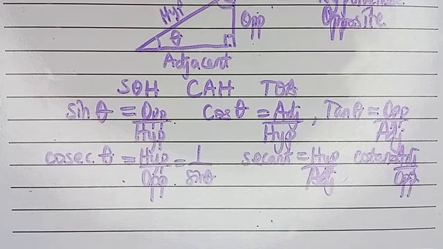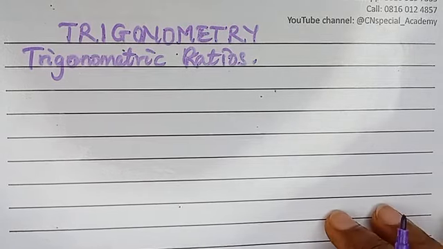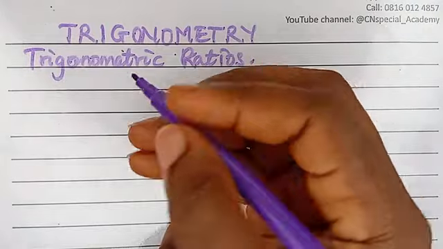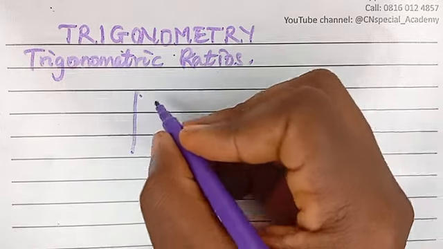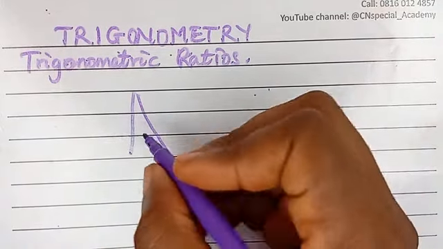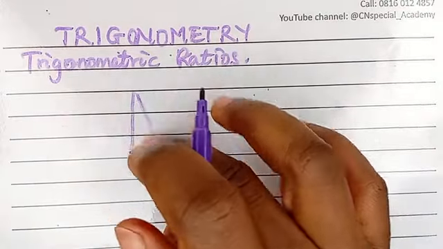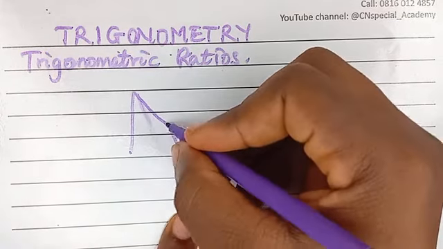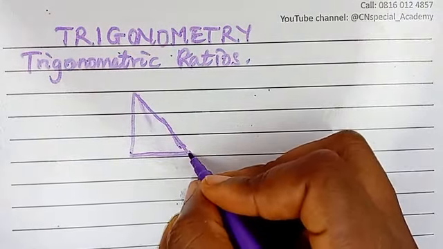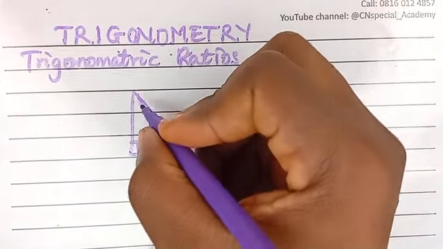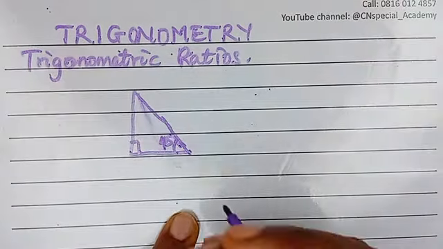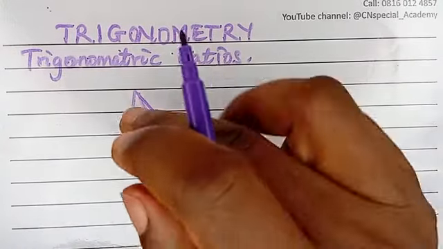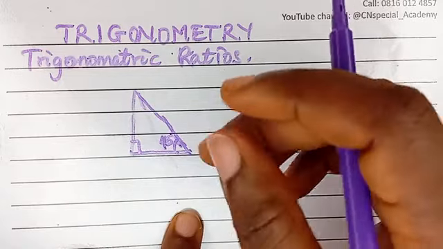Now we'll be seeing the trigonometric ratios of basic angles. We'll be looking at how we obtain the trigonometric ratios for angle 45 degrees, for example. So we have this right angle triangle. This is angle 90, this is 45. So if this is 45, this is also 45. But let's just consider this side as angle 45 degrees.